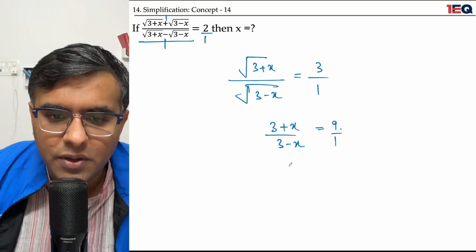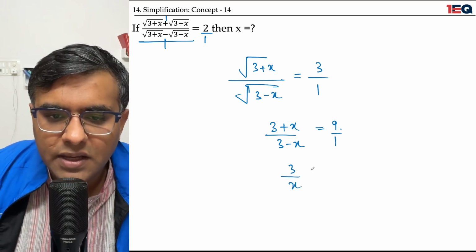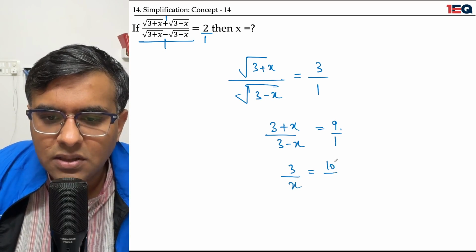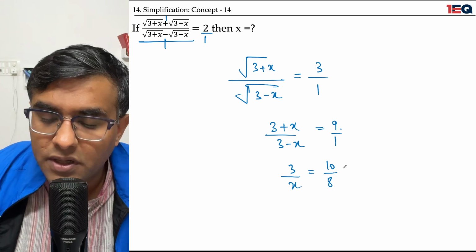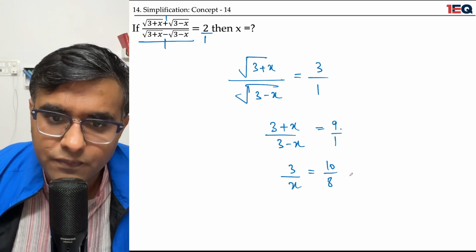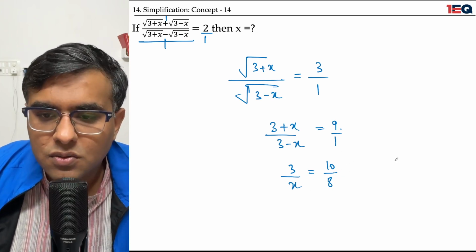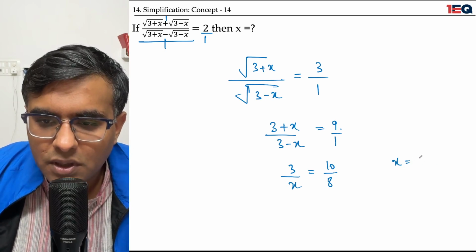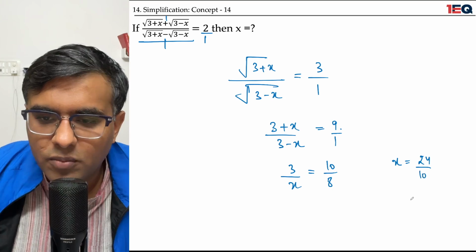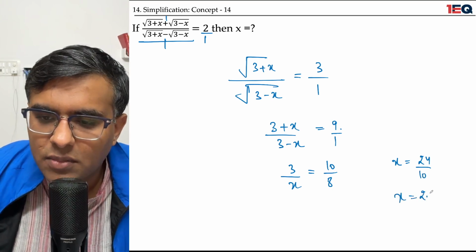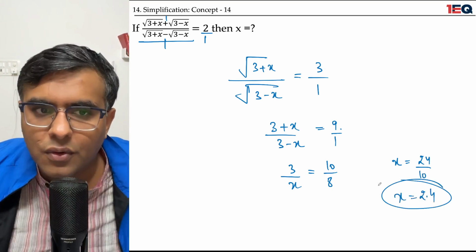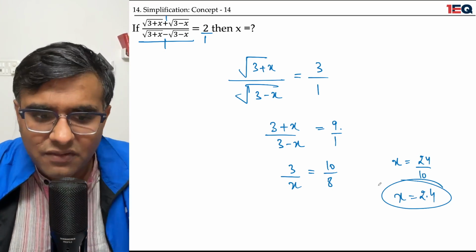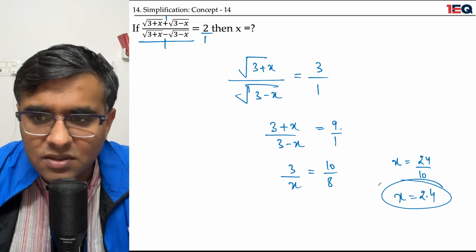Again, assuming there is a 1 in the denominator, and again applying componendo and dividendo. 3 by x, 9 plus 1 is 10. 9 minus 1 is 8. So the value of x needs to be found out. 8 3s are 24. 24 by 10. The value of x is nothing but 2.4. And that is where we end our chapter, simplification.